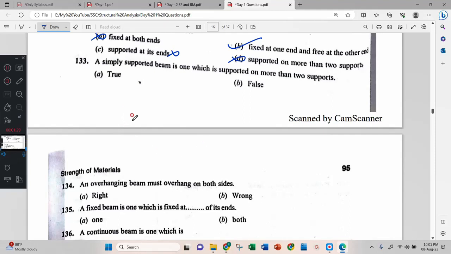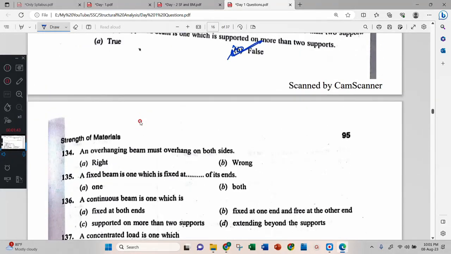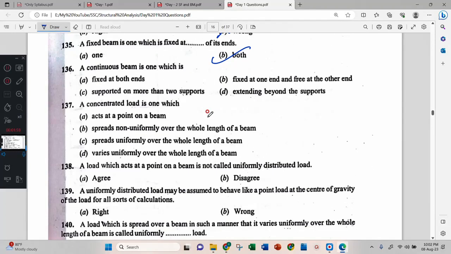Next, a simply supported beam is one which is supported on more than two supports. No, false. This is right. False. An overhanging beam must overhang on both sides. Wrong. Mustn't. No, must. A fixed beam is one which is fixed at both ends. A continuous beam is one which is fixed at one end, free at the other, supported on more than two.